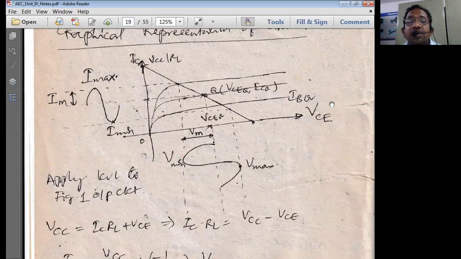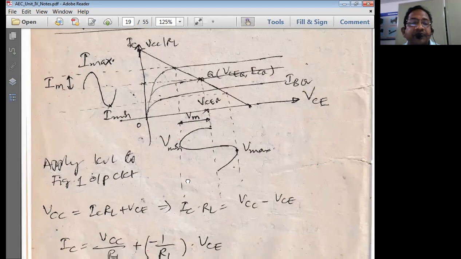We should know IBQ, right? We should know IM. IM and VM are known as single peak current and single peak voltage values. V peak to peak means what? It is peak to peak, the maximum peak to the minimum peak. So these are the voltages, right? That means Imax is the maximum current that is possible. Imin is the minimum current that is possible. Similarly, Vmax and Vmin are the output maximum and minimum voltages.